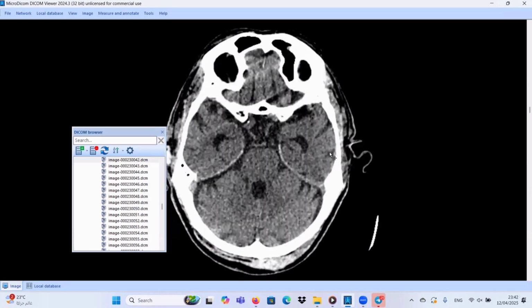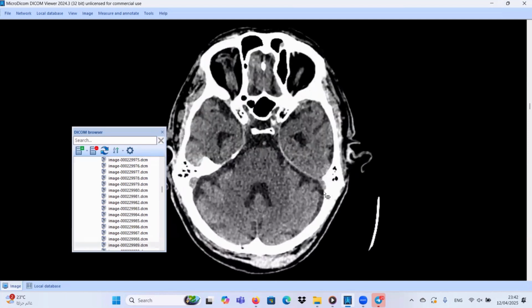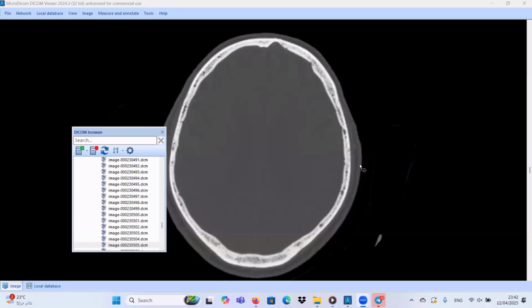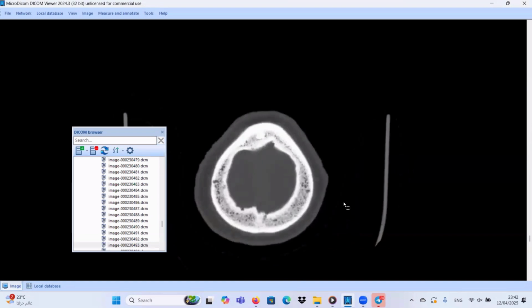And let's apply our CT brain checklist. To save your time, let's see the bone window. Bone window of the patient.